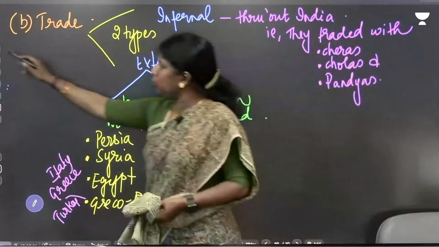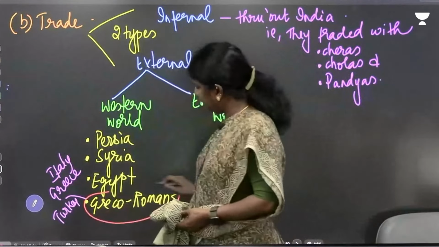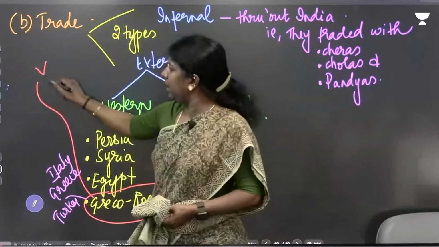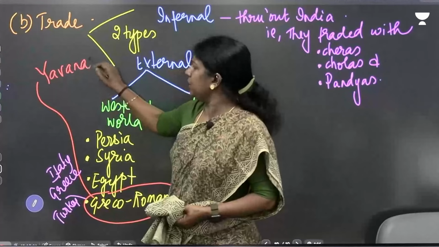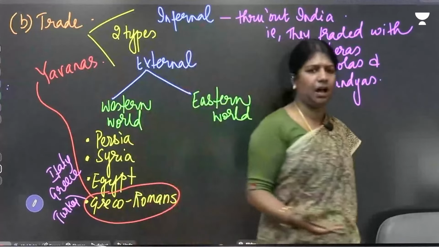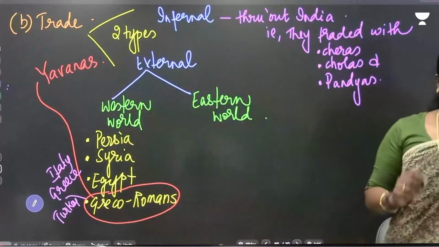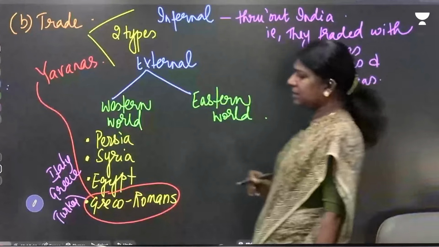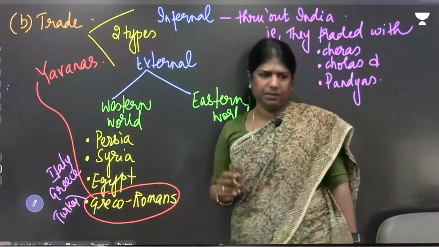And how were the Greco-Romans called? The Greco-Romans were called Yavana. So Aryans are using a term called Yavana. Who's a Yavana? The Greco-Romans are called Yavana. So Yavana is a term given to the Greco-Romans.